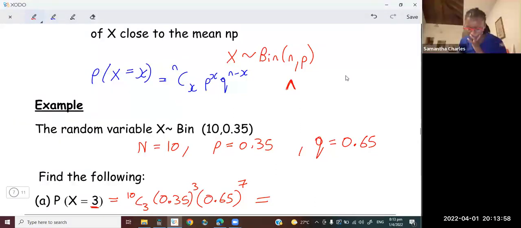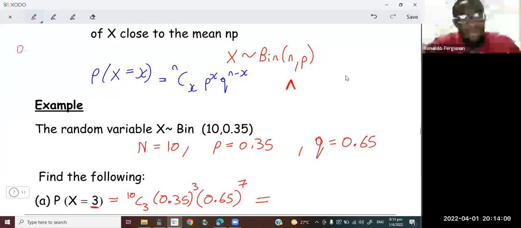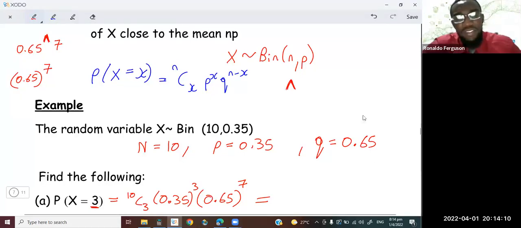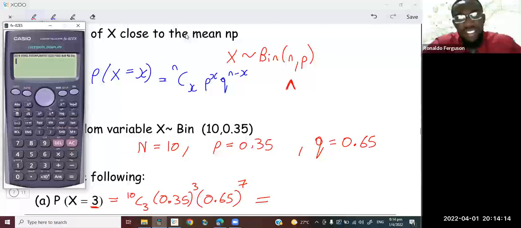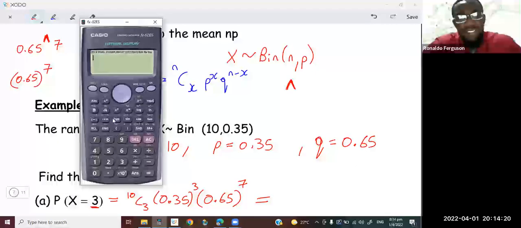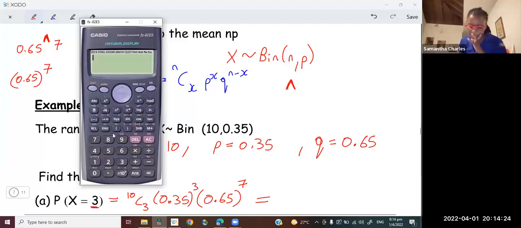Okay. So I want you to type in that then, 0.65. You're going to select this. And that means 0.65 to the 7th power. So that's how you're going to have to type it in. All right? So type it in that way at the top. What do you get for your answer?